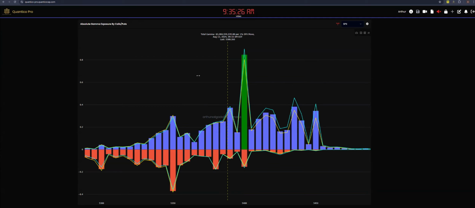So you can use this chart to show you the levels with the biggest total interest for the day. You can see if the market structure is changing and you can see the targets for the day.